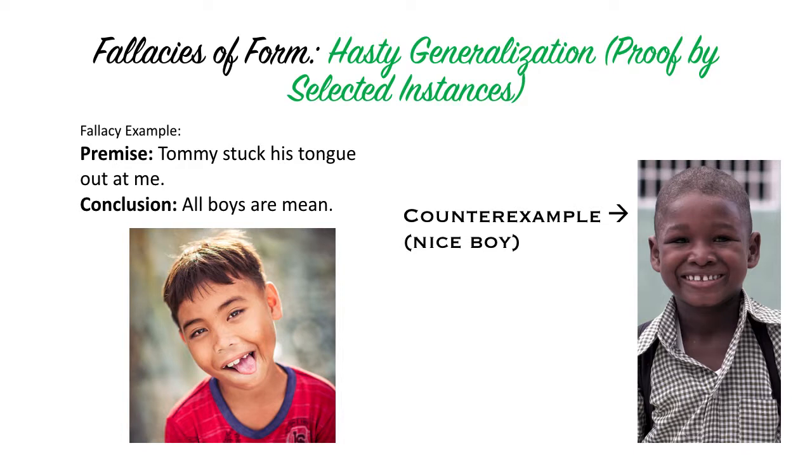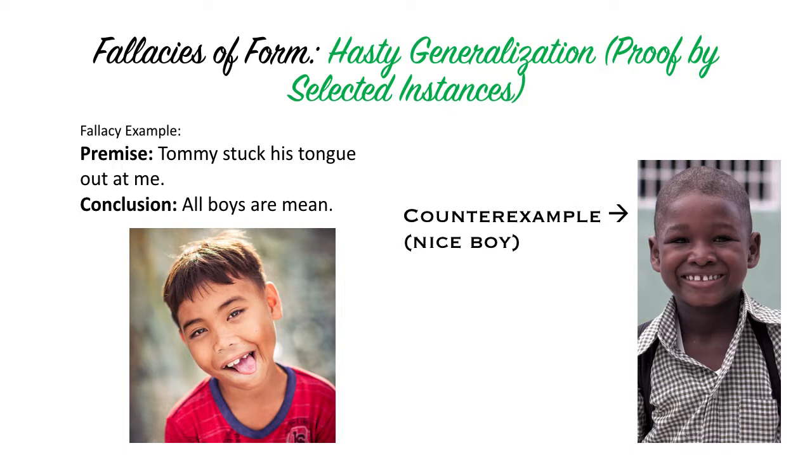Here's another example that you might hear from a grade school girl. I tried to talk to that boy Tommy yesterday and he stuck his tongue out at me. Boys are so mean. Now, in premise-conclusion form, the argument could look like this. Premise: Tommy stuck his tongue out at me. Conclusion: all boys are mean. Now, how is this a hasty generalization?